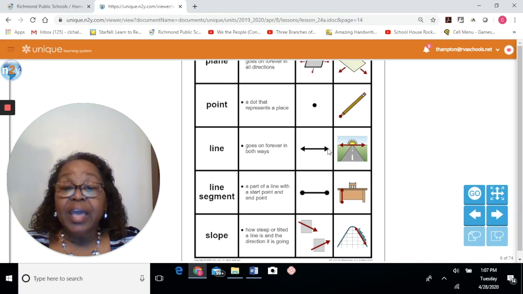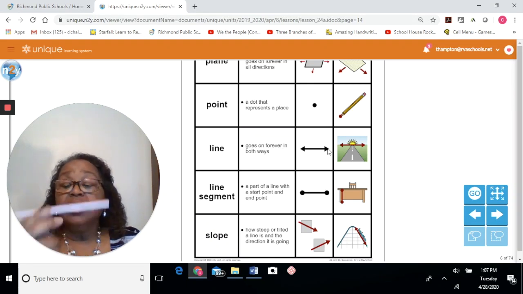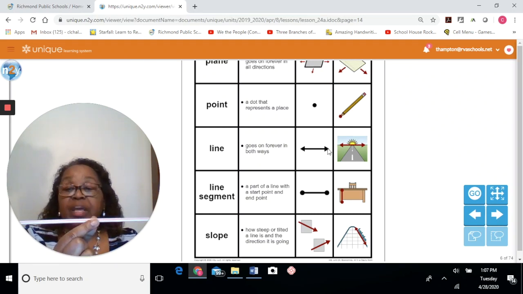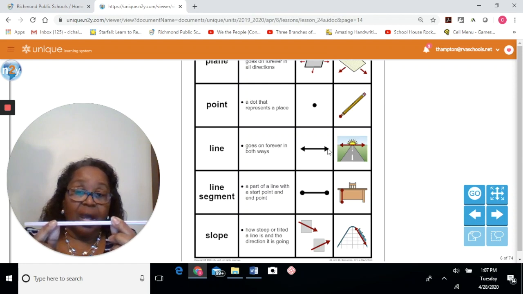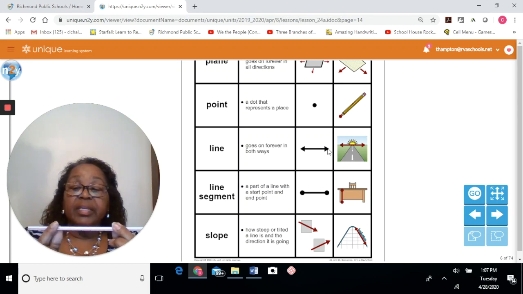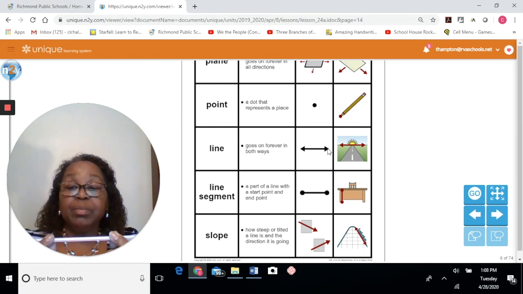And a line segment is a part of a line. So you have a line that goes on forever. How do you get a segment of it, a part of it? You put some dots, some points on it, and it stops the line. The line has been stopped because we have a point here and a point here. A part of a line with a start point and an end point. It starts here. This is the point that it starts. It ends here. This is the point that it ends. So a line segment is a part of a line.